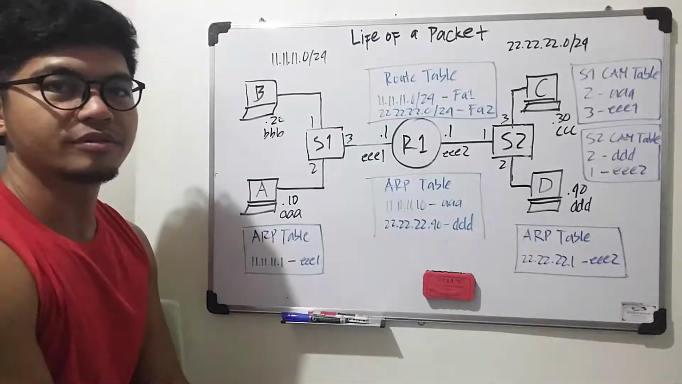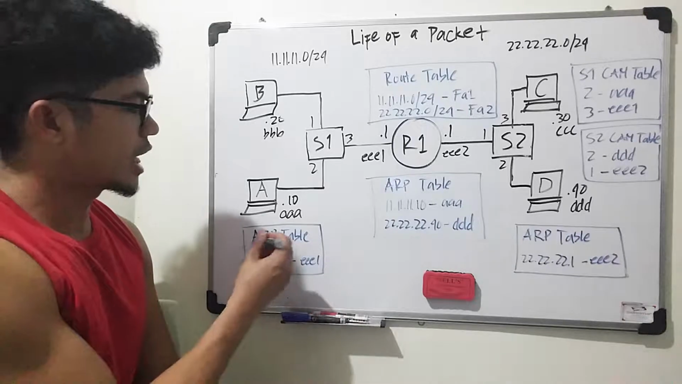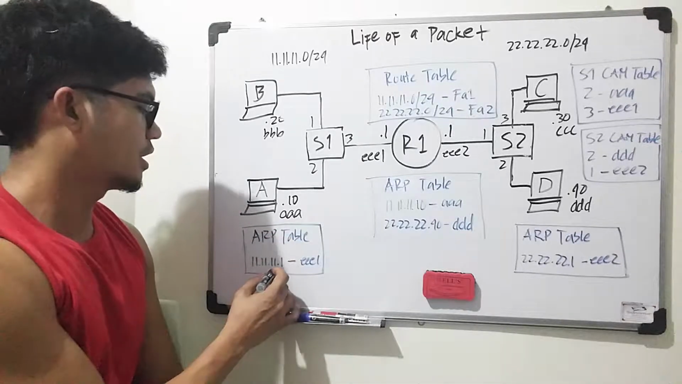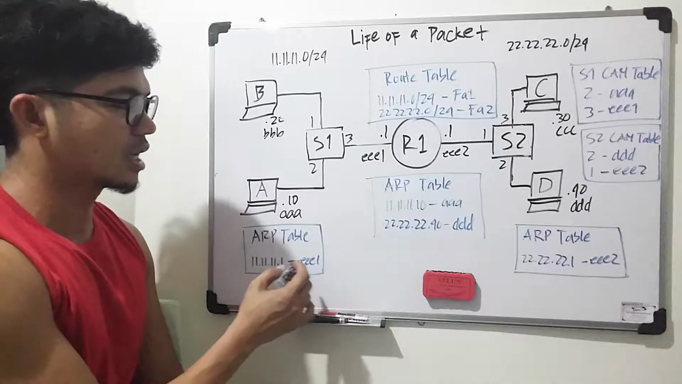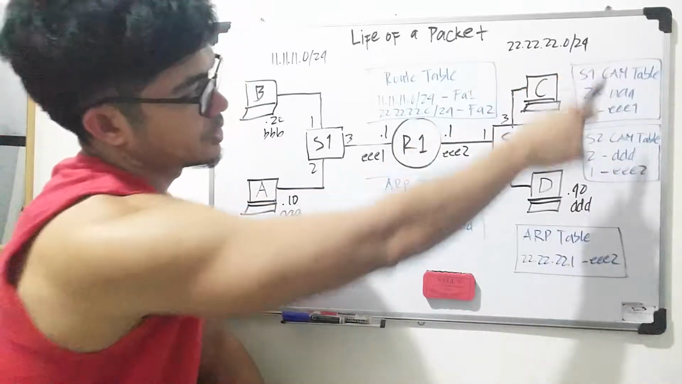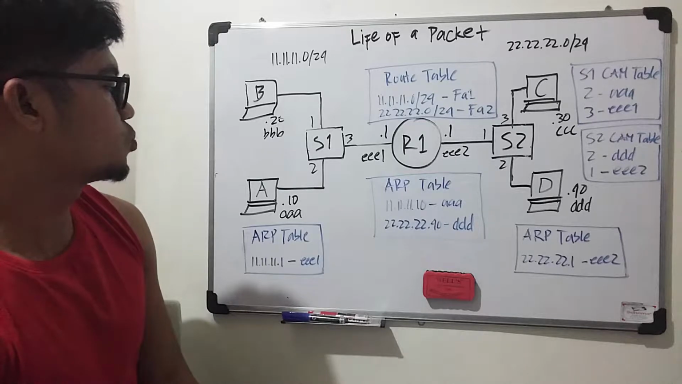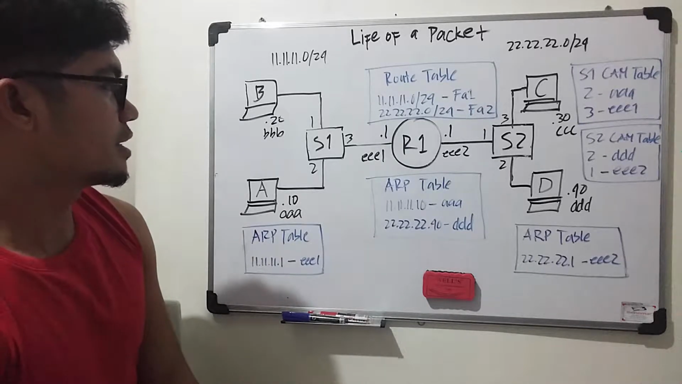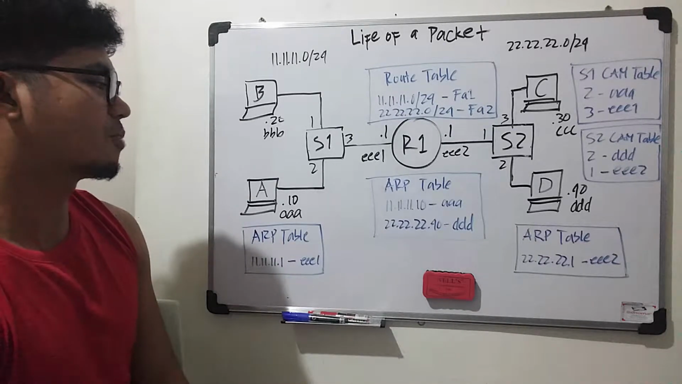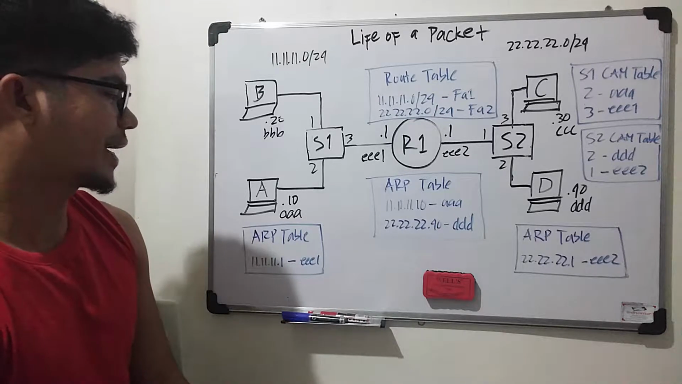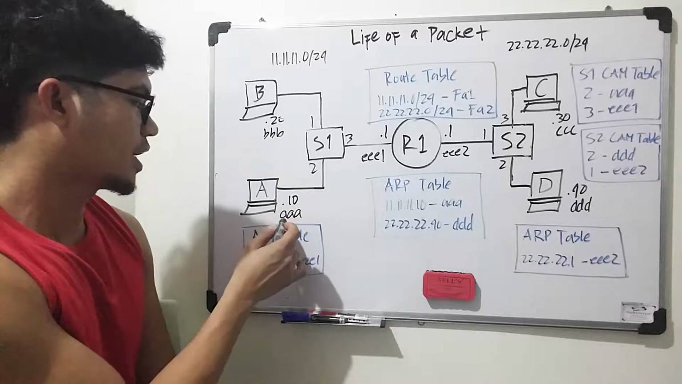In the layer 3 header, we're going to have the source IP, which is this IP here, 11.1, and the destination IP is 22.40. And of course in the layer 2 header, we're going to have source and destination MAC addresses. The source MAC address is this here, the host A MAC address.